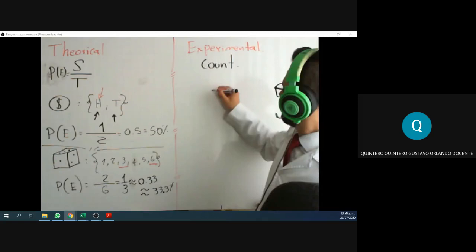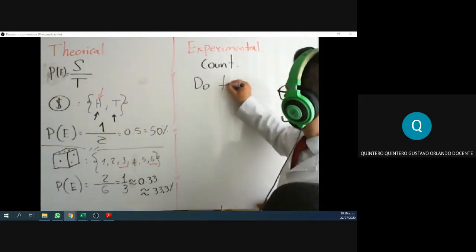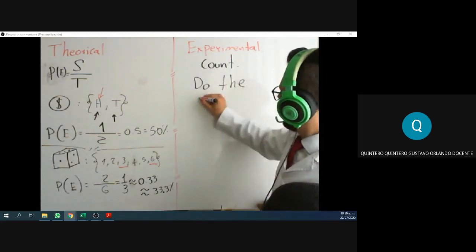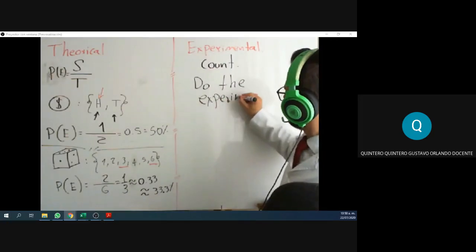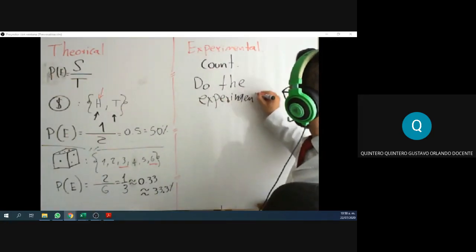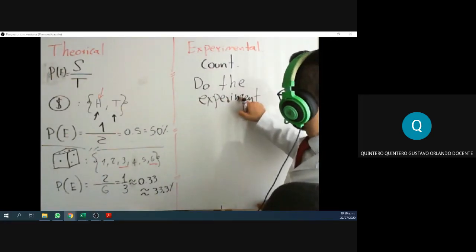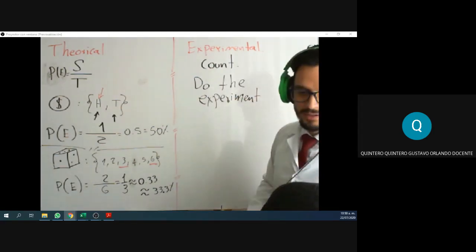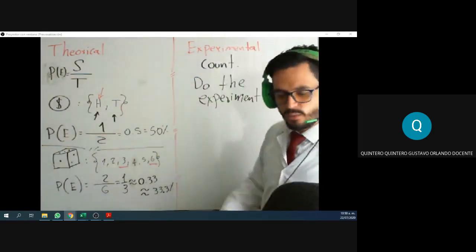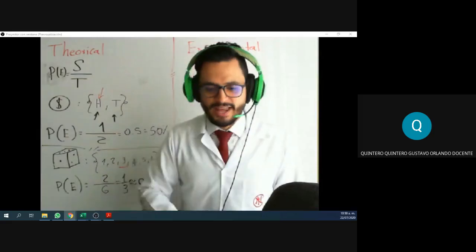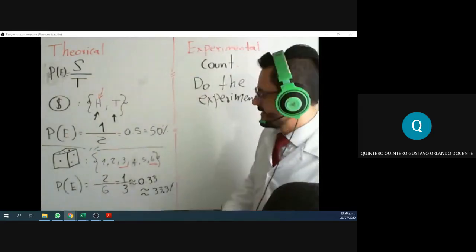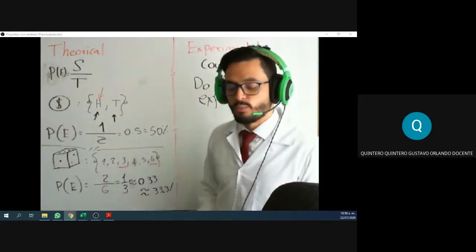Right? Let me do it here. To actually do the experiment, right? So we're going to do just that. This is what I want you to do, guys. We're going to do this experiment. We're going to throw a dice.